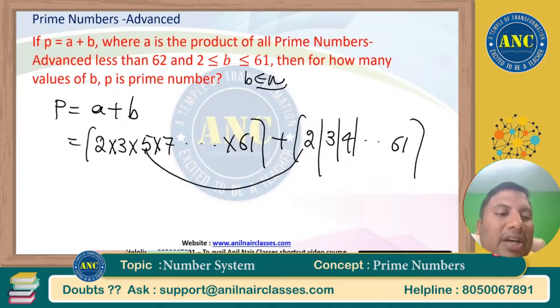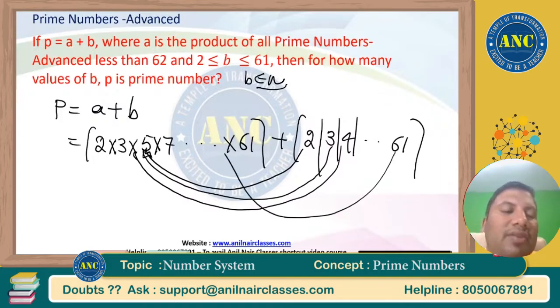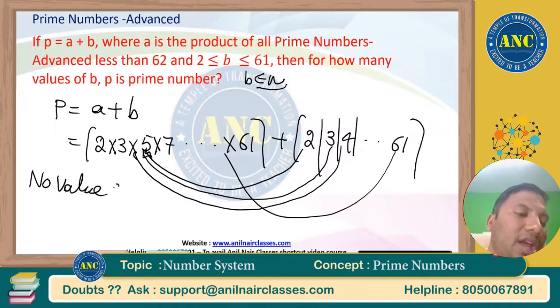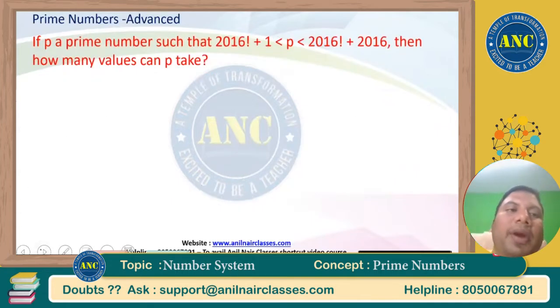2 is a part of this number. 3 is a part of this number. A factor of 4 is a part of this number. 61 is a part of the number. No value of B satisfies this equation. Various models is what we are looking at in prime numbers. Now again a CAT level question.